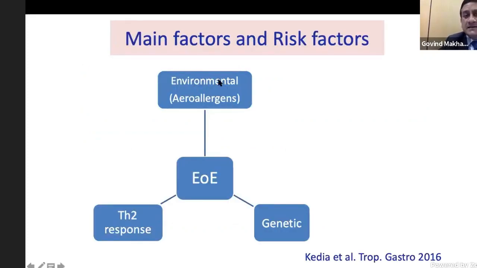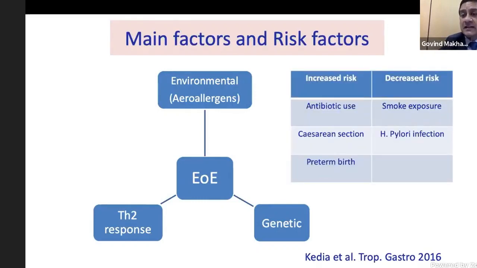As I said, there's an environmental main risk factor. There is genetic susceptibility, and there are a number of genes that have been identified which predispose an individual to eosinophilic esophagitis, and all these lead to this disorder. Furthermore, there are certain risk factors like early use of antibiotics in childhood, preterm birth, and those who had birth by cesarean section are found to have high risk for EOE, and those who have been smoking in early part of life are found to be protective.